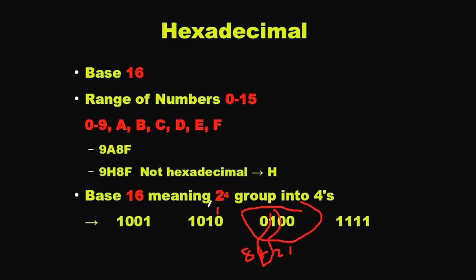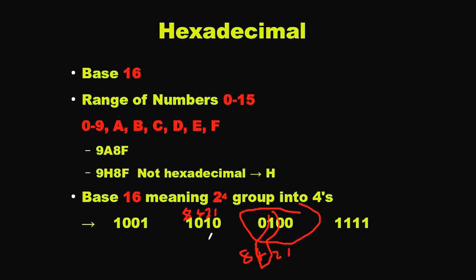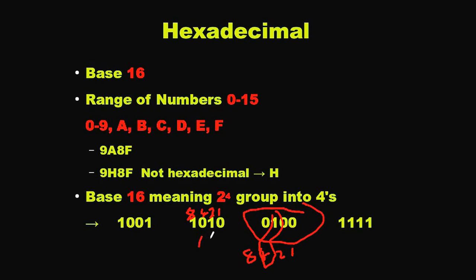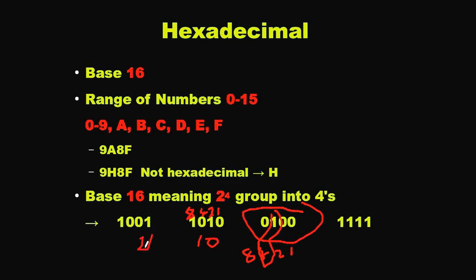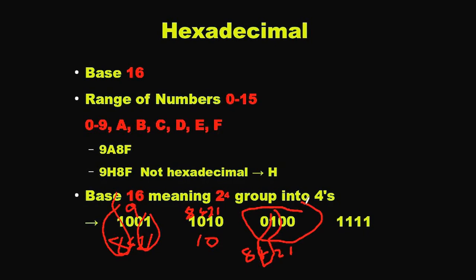If I took this 1, I usually put them on top of it. 1, 4, 8, and this is what? 2 and 8 is 10. 10 is what? A. 10 is A. And always try to put them: 10 A, B 11, C 12, D 13, E 14, F 15. So what's this? 1, 2, 4, 8, which is gonna be what? This is 8 plus 1, which is 9. This is gonna be 9.